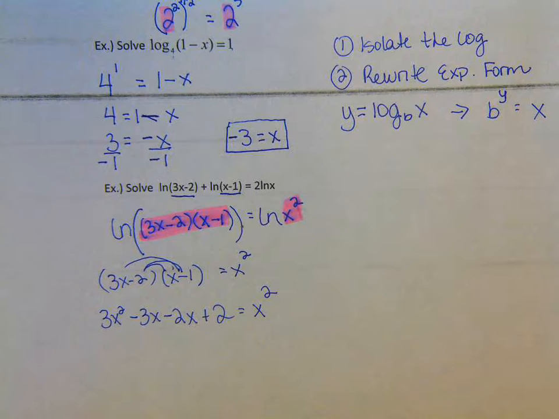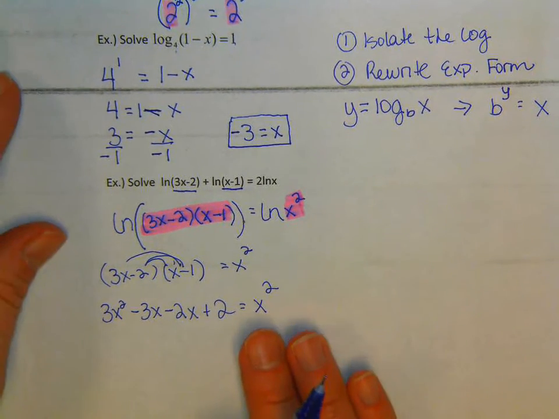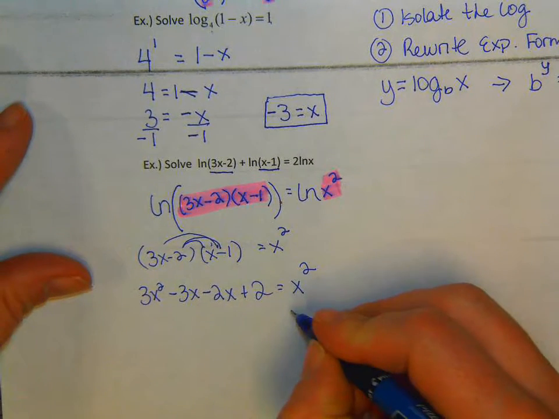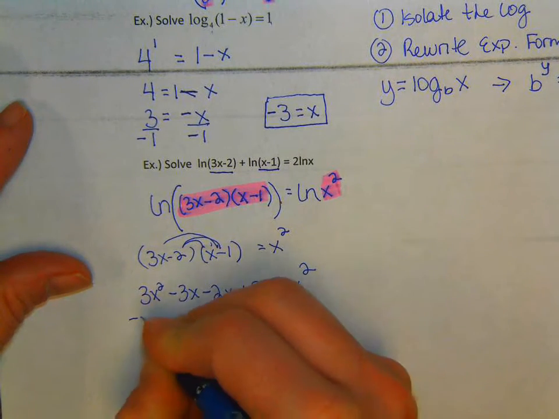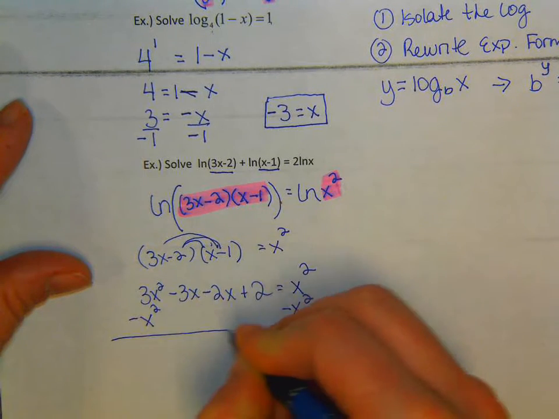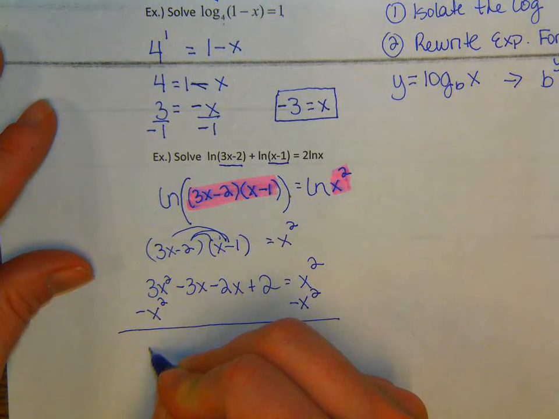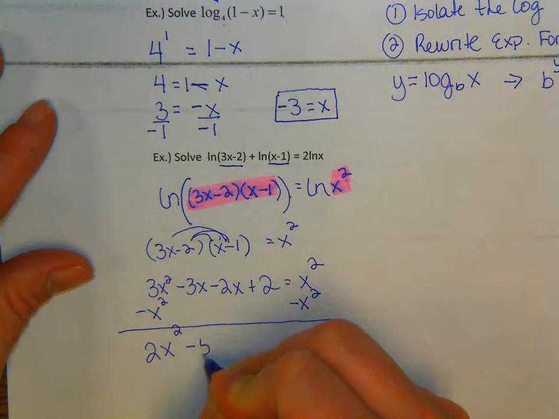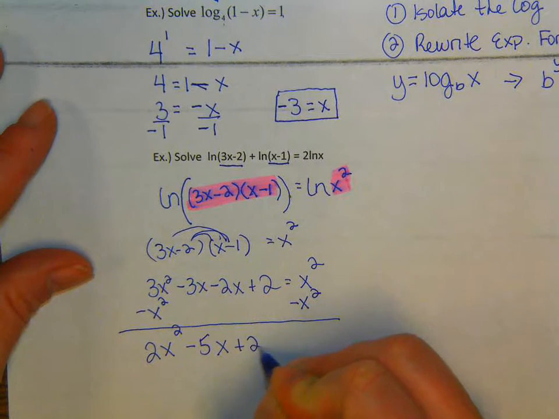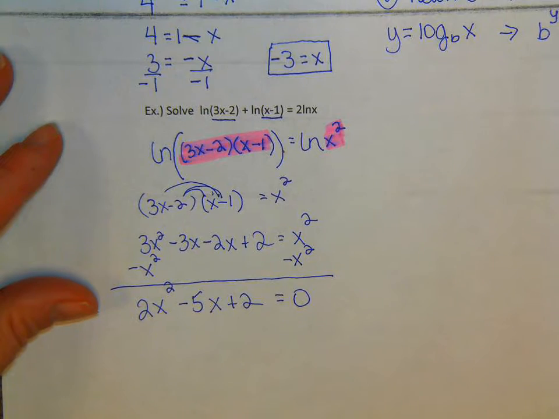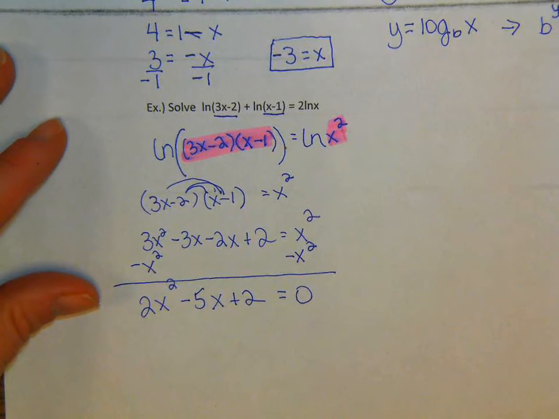I notice this is a quadratic, so I'm going to have to get a 0 on one side, so I can either use factoring or the quadratic formula. So I do that. I'm going to subtract x squared from both sides. And then I am left with 2x squared minus 5x plus 2 equals 0. As always, you can use factoring or the quadratic formula. I'm going to go ahead and factor this because I prefer that method.